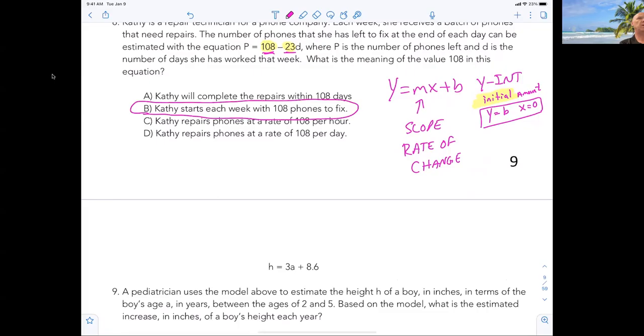Starts each week. That's an initial amount problem. That's what we're talking about. So you see, I didn't have to do a whole lot of work there because I understand y equals mx plus b and what it means. The slope is a rate of change. The y-intercept is the initial amount. You can improve your score tremendously just by understanding y equals mx plus b. All right, everybody good with that? All right, nice. Let's go to the next one.